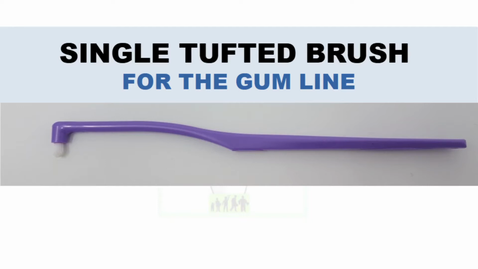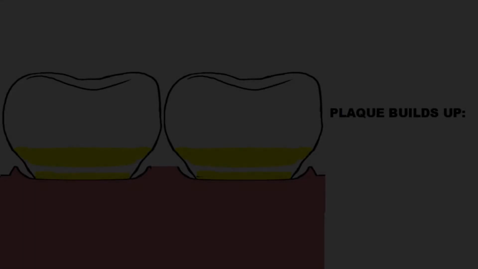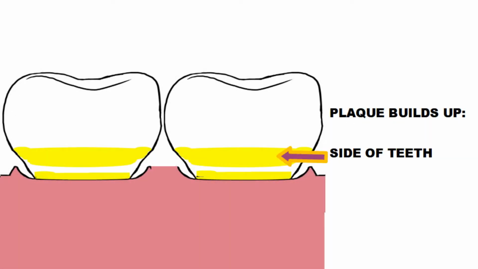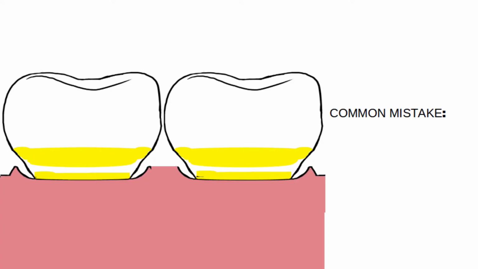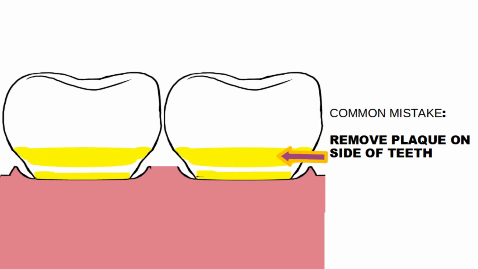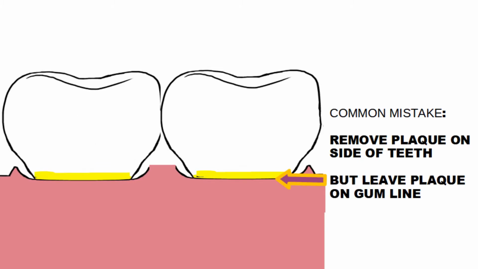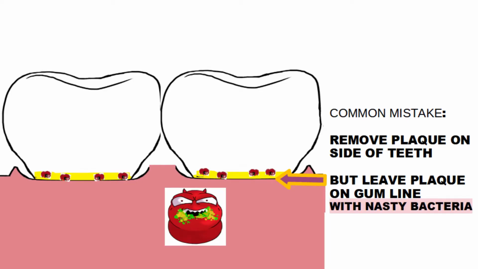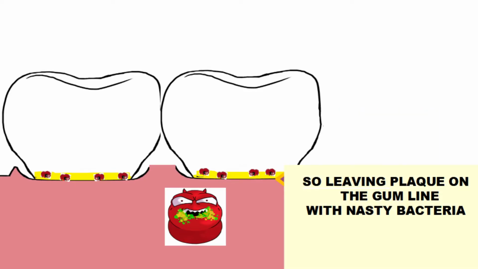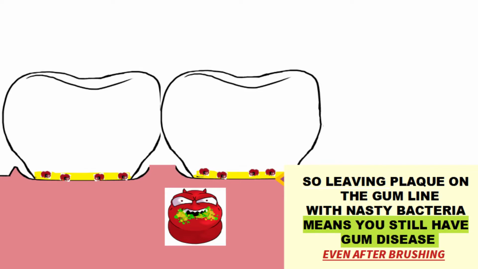A single tufted brush is used to remove plaque at the gum line. Plaque builds up on the side of the tooth and the gum line. A common mistake is, when brushing, we remove plaque on the sides of teeth, but leave plaque on the gum line. If this plaque is left, then nasty bacteria build up. So leaving plaque on the gum line with nasty bacteria means you still have gum disease even after brushing.